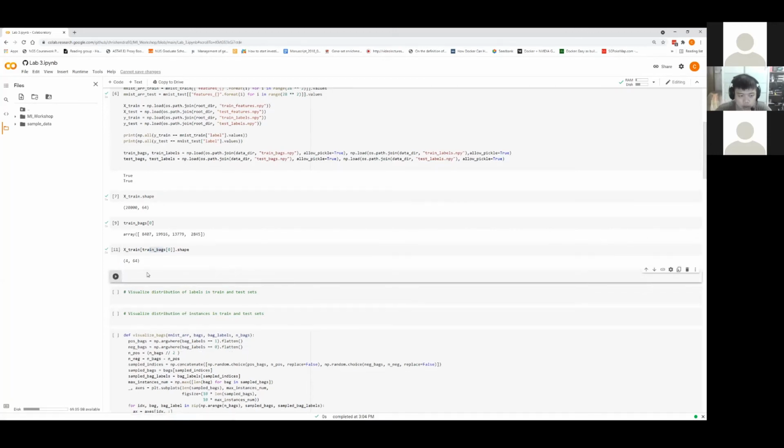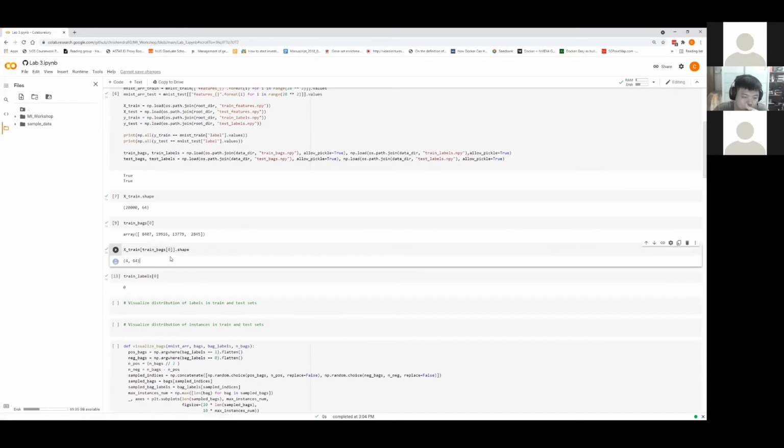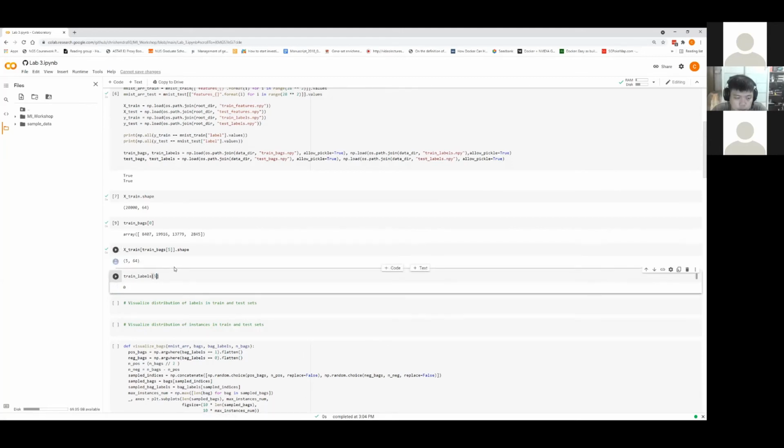And what about the label? The label is given by this variable called trainlabels. If you type in trainlabels, you have an array containing 0s and 1s. trainlabels[0] will give you the label of the 0th bag. If you want to access the 5th bag, you pass trainbags[5] to xtrain, and you get 5 instances of dimension 64. To find out the label, you type trainlabels[5], and in this case, it is 0.